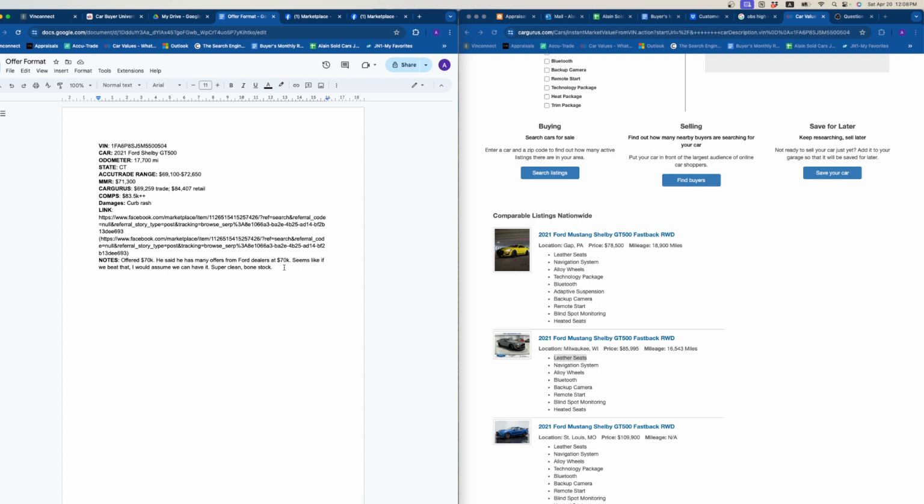So I know there's a low chance for us to buy it for any lower than 70. He said super clean, which is very important to know. Bone stock: some of these cars, the Mustangs, it's common for people to put modifications on them and tune them, etc. In this case, it's completely stock, which is also a plus side for dealerships to buy.